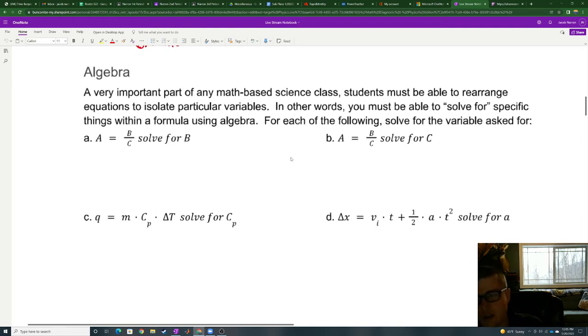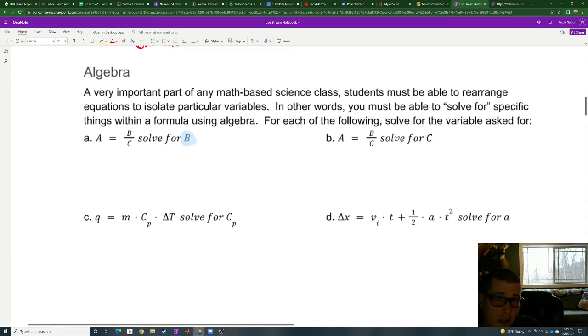So I have this equation, A equals B over C, and I'm trying to solve for B. So I want to get B by itself. That's the goal here, okay? And it's pretty easy. I mean, think about it. The only thing that's over there on the side with B that it's sharing that side with is C. So what I need to do is I need to get C out of the way.